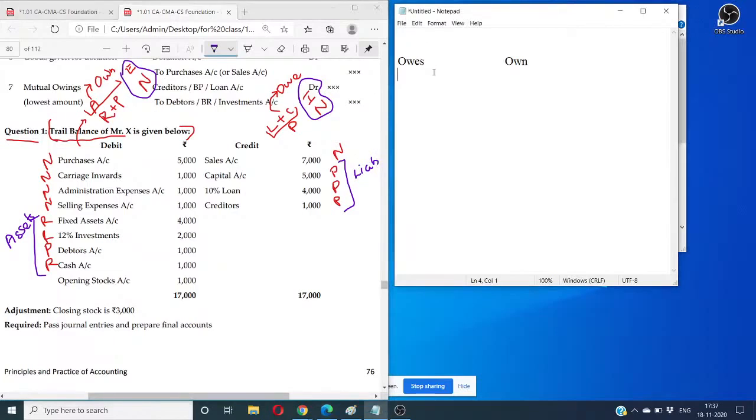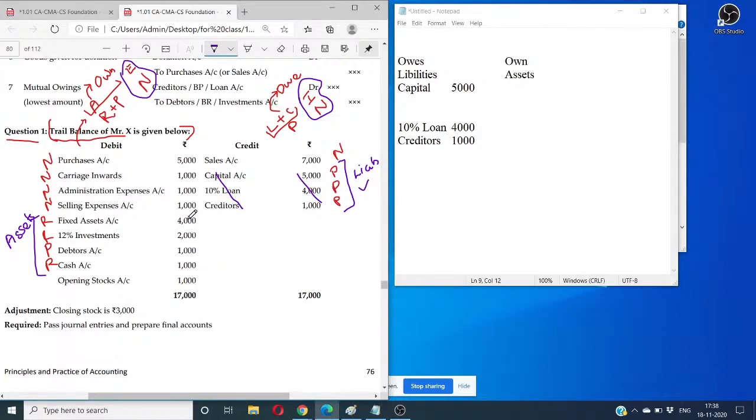So, owing is nothing but liabilities. Owning is nothing but assets. And the list is already given. These are liabilities. What are they? We have capital, being 5,000 rupees. And we have 10% loan, being 4,000 rupees, and we have creditors being 1,000. So I have recorded all these items, so I can simply score them out.